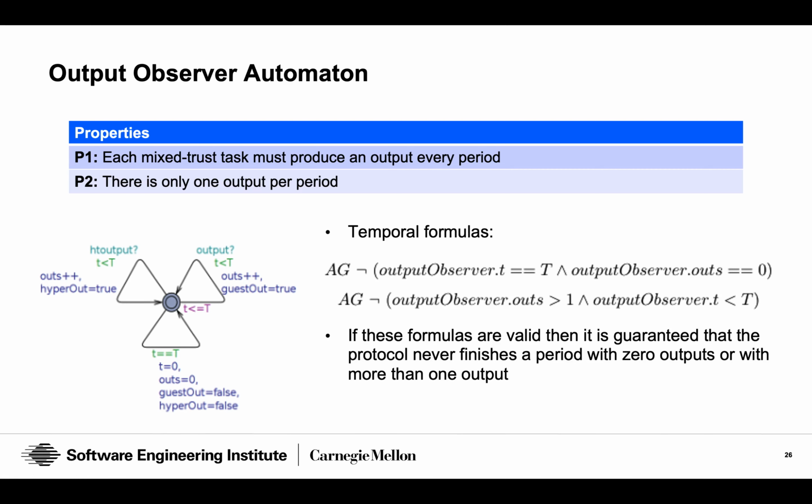To prove these properties, we write the following temporal formulas. The first one says that it's always true that we never observed that at the end of the period we had 0 outputs. And similarly, the second one says that it's never true that we'll have more than one output.